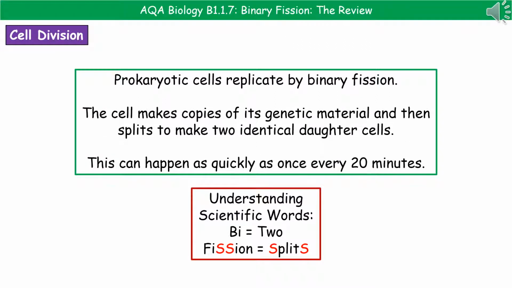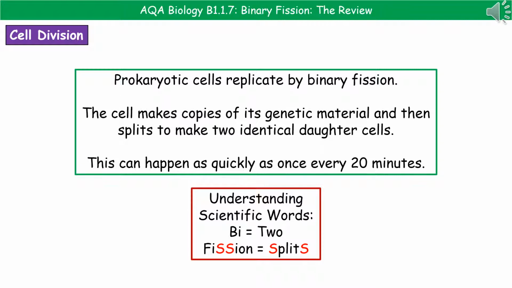Welcome to our review on binary fission. When we're talking about binary fission, what we're referring to is the process by which prokaryotic cells replicate. What they do is they copy their genetic material and then split to make two identical daughter cells. When we're looking at the speed at which this can happen, it's actually really quick. So with some bacteria, this will happen every 20 minutes.